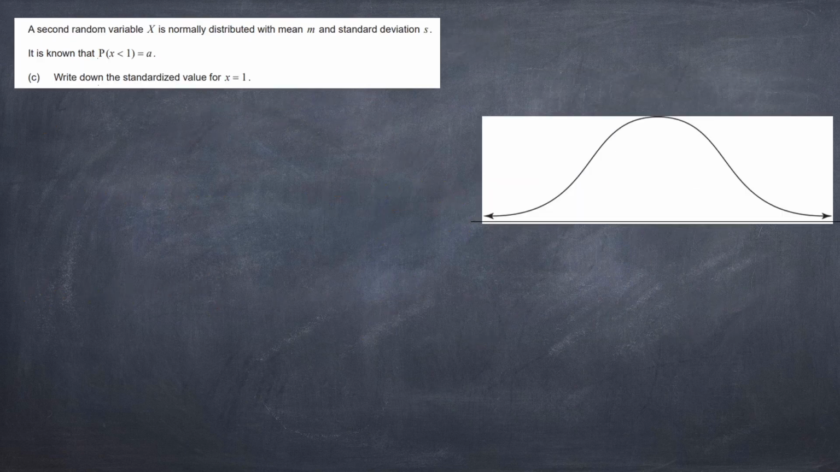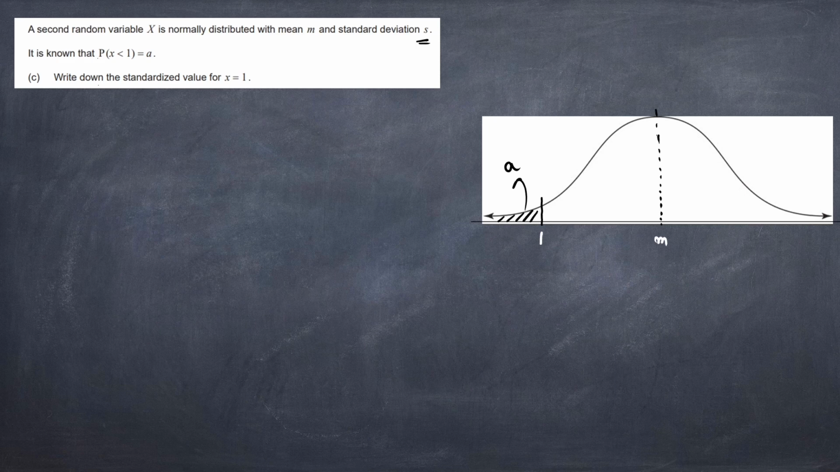A second random variable x is normally distributed with mean m and standard deviation s. So here we have another normal distribution, and this value is m, and the standard deviation is s. It is known that P of x less than 1 is equal to A. So here somewhere we have 1, and this area, the less than 1 area, is A.